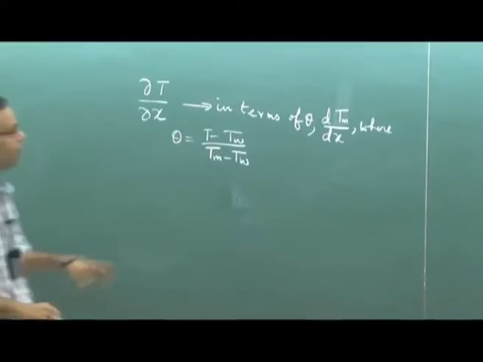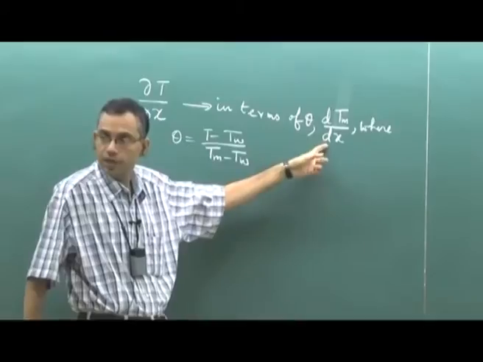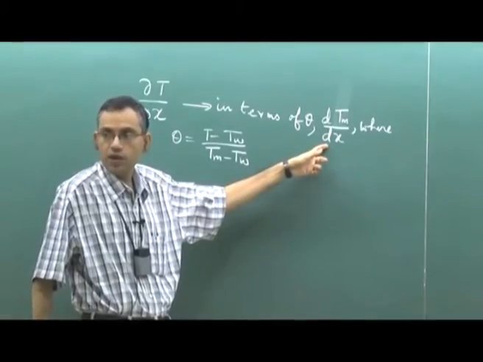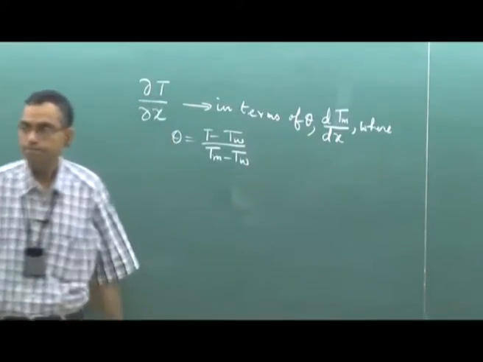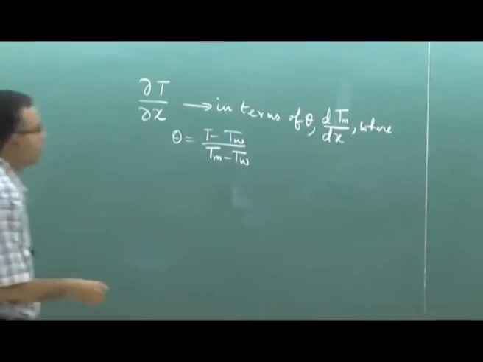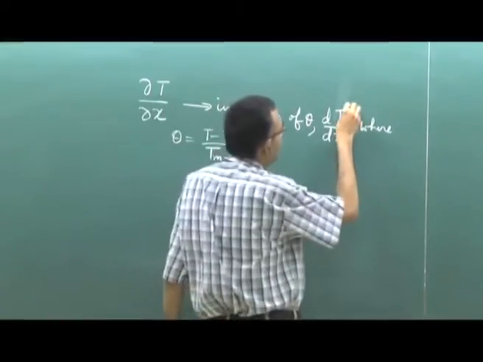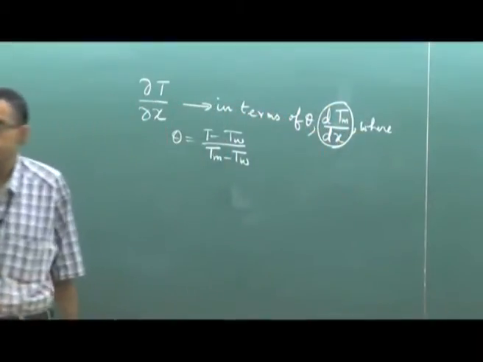So for constant wall temperature it is theta into dTm dx, and for constant wall heat flux it is just dTm dx without involving theta. That much we discussed in the previous class. Now irrespective of the boundary condition, this parameter is always involved.